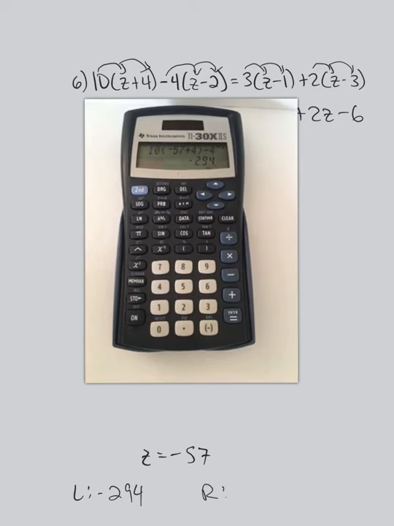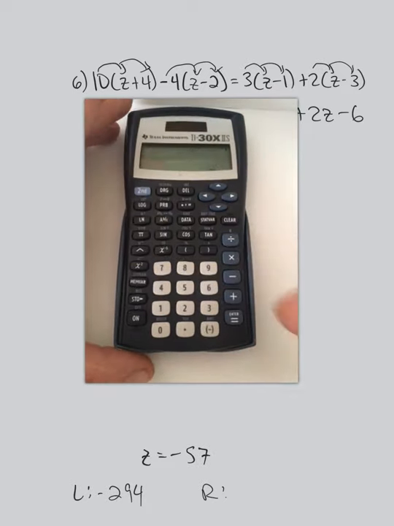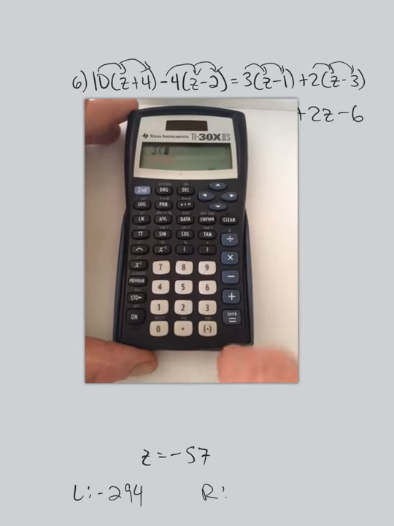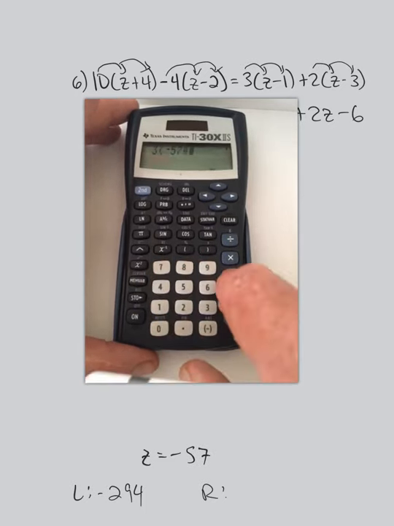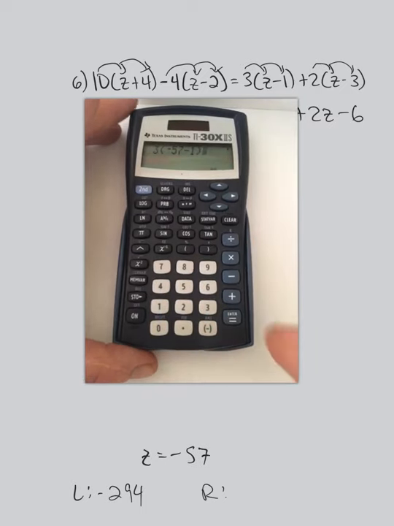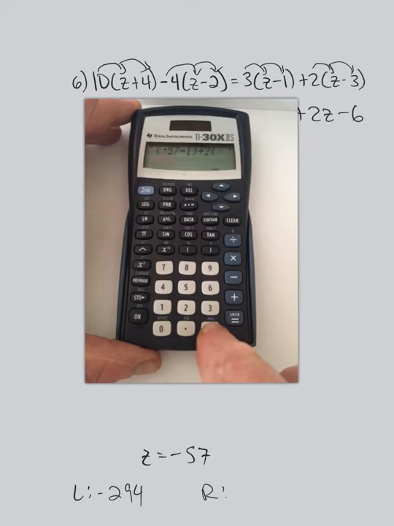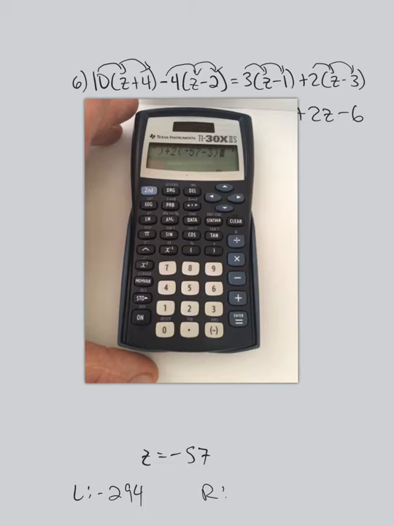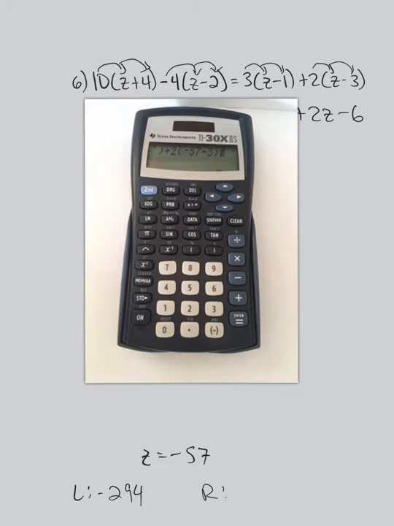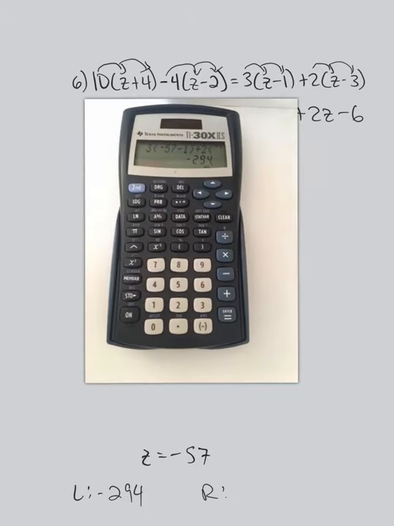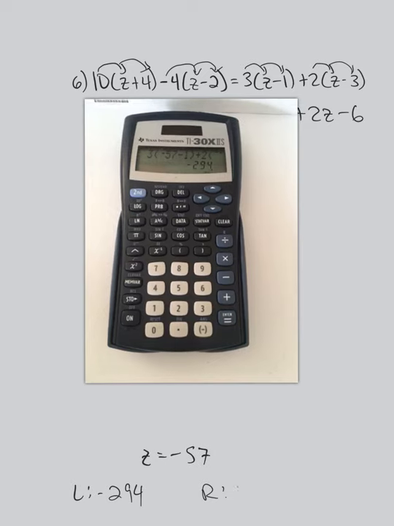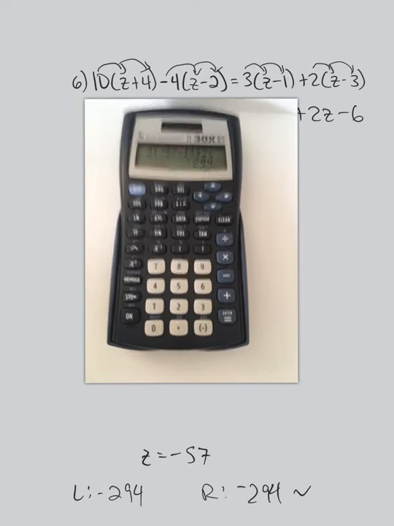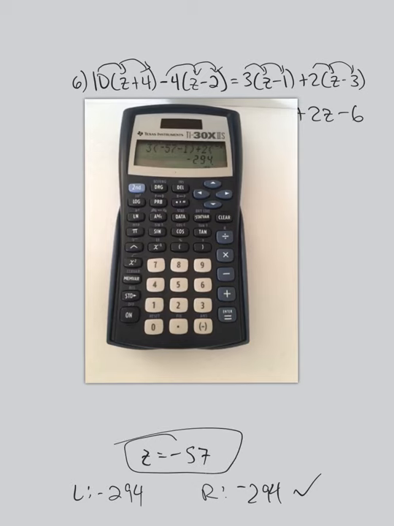If I did all my work correctly, if I plug that in on my right side, I'm going to get the same number. So now I plug in over on my right, so I have 3 times -57 minus 1, close parentheses, and then plus 2 times -57 minus 3. Do you see what I'm doing? I'm plugging -57 into my right side right here. Okay, so drum roll please. And what do we get? We get -294, what we were trying to get. So that means that this number checks into that equation.